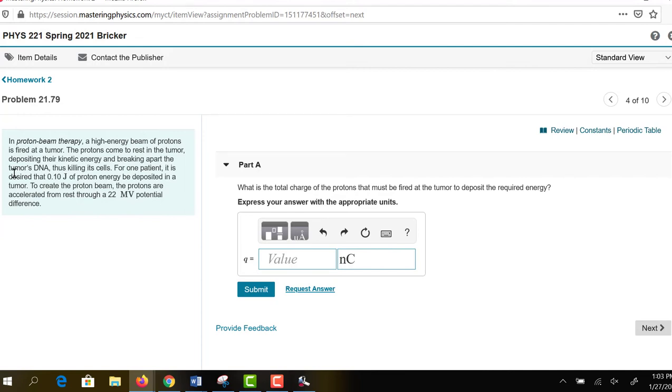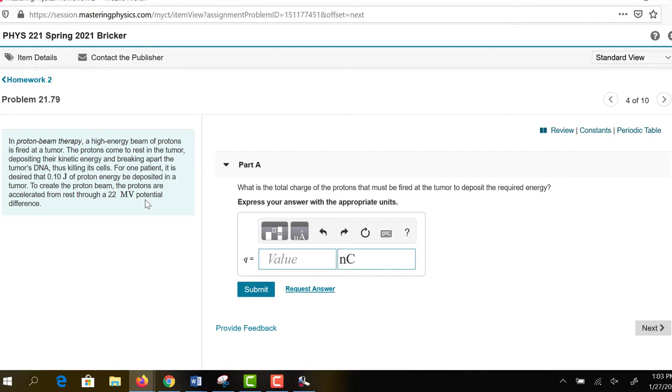In proton beam therapy, a high-energy beam of protons is fired at a tumor. The protons come to rest in the tumor, depositing their kinetic energy and breaking apart the tumor's DNA, thus killing its cells. For one patient, it's desired that 0.1 joules of proton energy be deposited in a tumor. To create a proton beam, protons are accelerated from rest, so initial speed of 0, through 22 megavolts, so 22 times 10 to the 6th volts. Good.